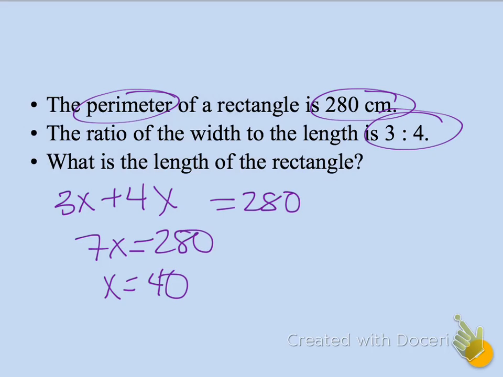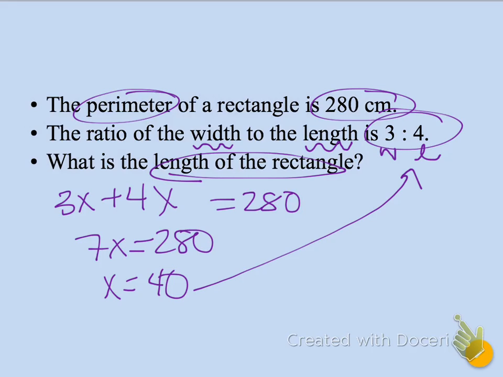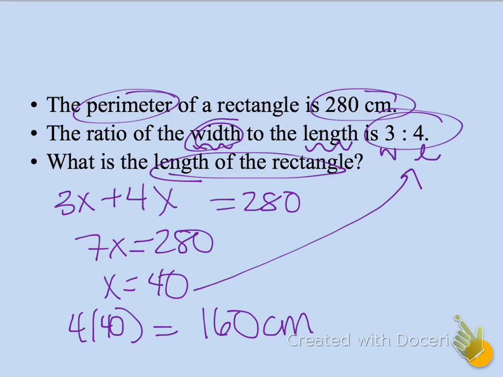But I want to know the length of the rectangle. So this is width to length, so it's going to correspond width to length. That means I have to plug this x back in for whichever one I did the 4 with. So it's going to be 4 times 40, which is 160 centimeters. So the length of the rectangle is 160 centimeters because they correspond like they do. Width was first, length was second.